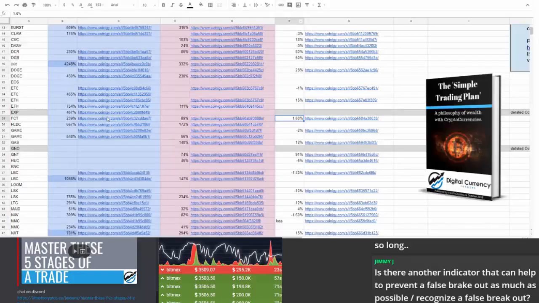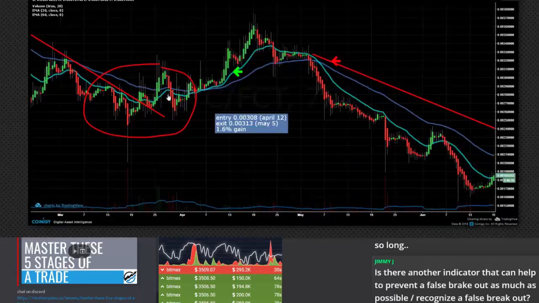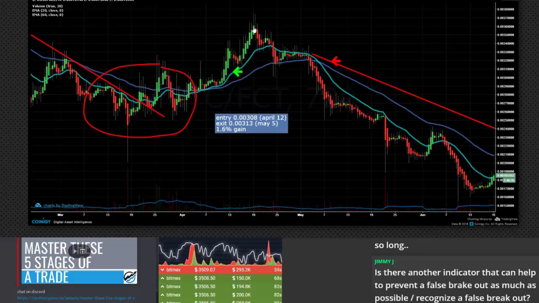Now let's zoom into Factum and we'll take a look at this 1.6% profit. So here again, it was very much smaller, but it still came up to a 1, 2, 3 top formation, and there's the trend line that it broke as our exit signal, and then it finished the 1, 2, 3 top formation. The moving averages crossed over, and this is to completely get out of the trade.